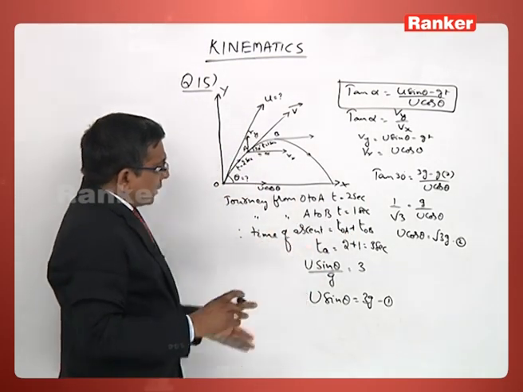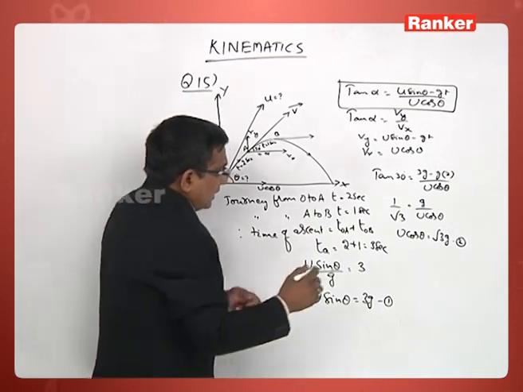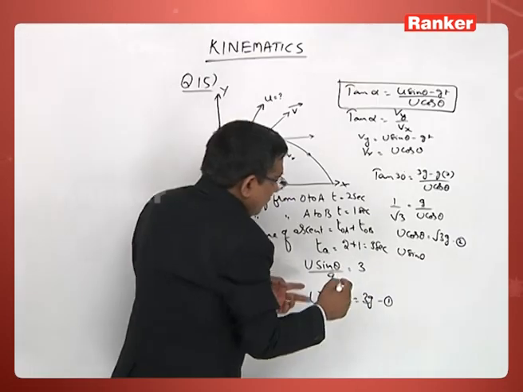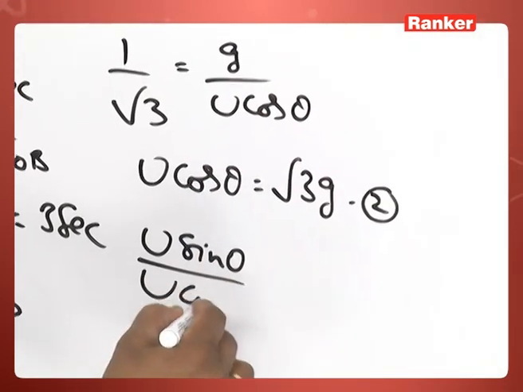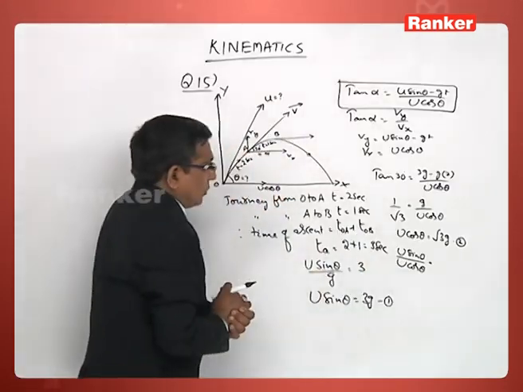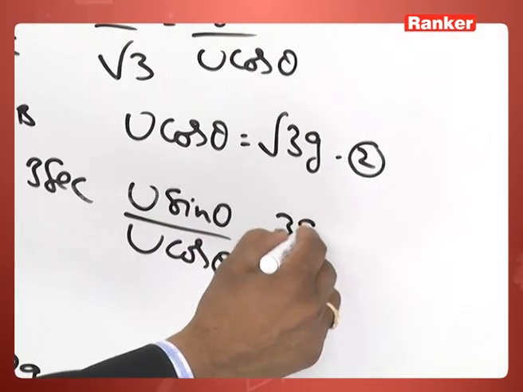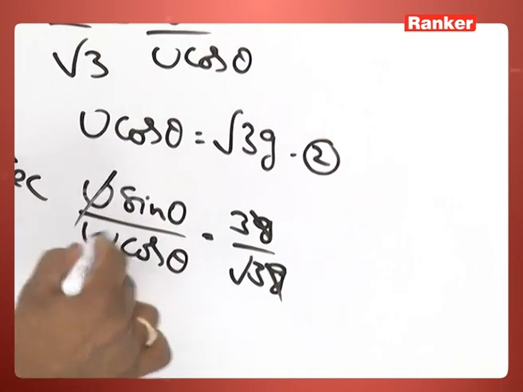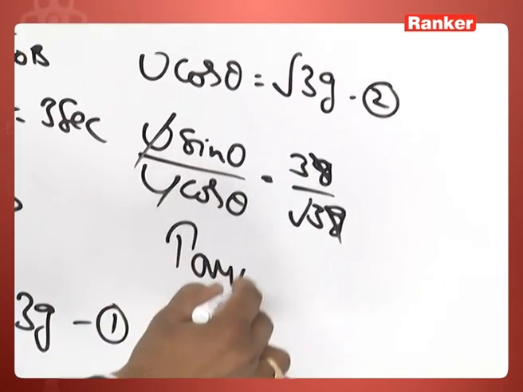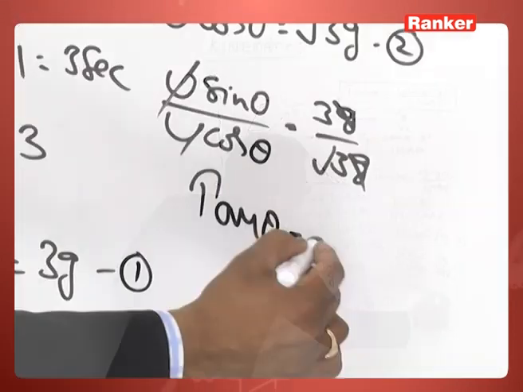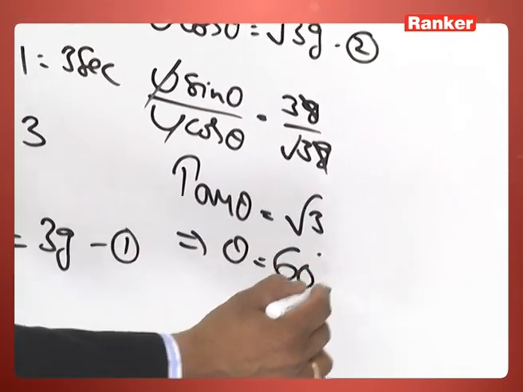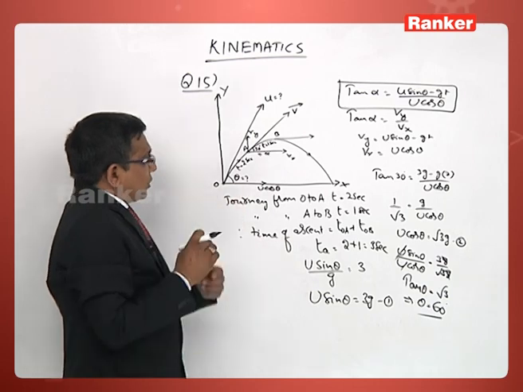From 1 and 2 you got the answer. And how do you get the answer? You divide 1 and 2: u sin theta by u cos theta is equal to 3g by root 3g. So g gets cancelled, u and u gets cancelled. Tan theta is equal to root 3 you are going to get. That implies theta is equal to how many degrees? 60 degrees. So the angle of projection is 60 degrees.